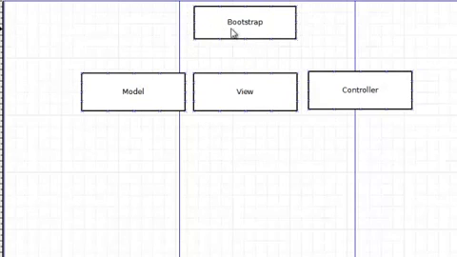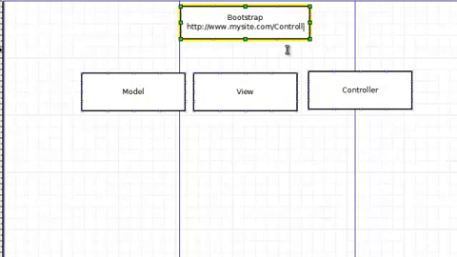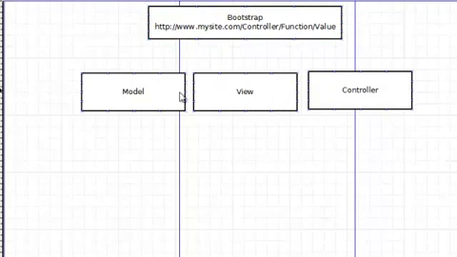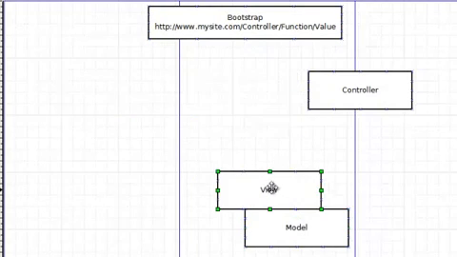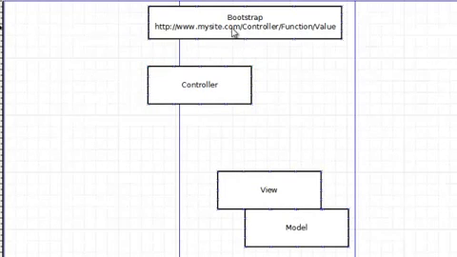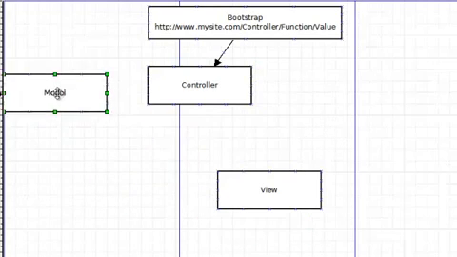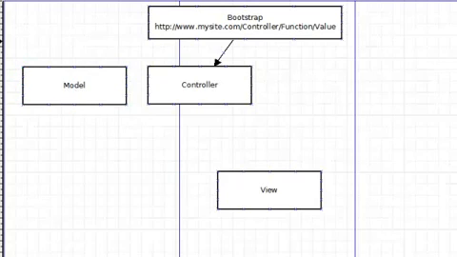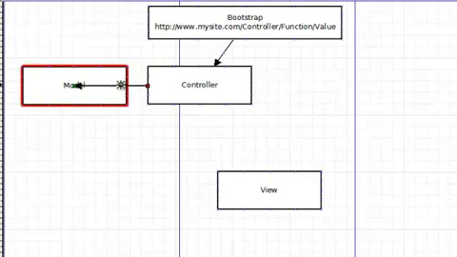And the bootstrap gets, in PHP terms, I don't know how other applications work, but in a web browser, you go to mysite.com/controller/function/value, okay? And basically, it loads a controller. So you hit up this URL, and we're going to load the controller. And the controller actually loads the model. I'll explain what each of these do in a second, okay?